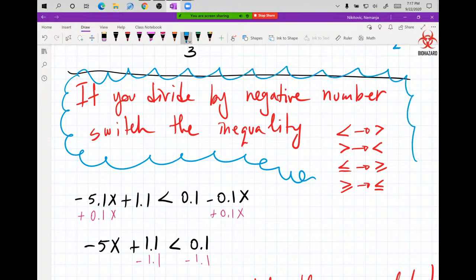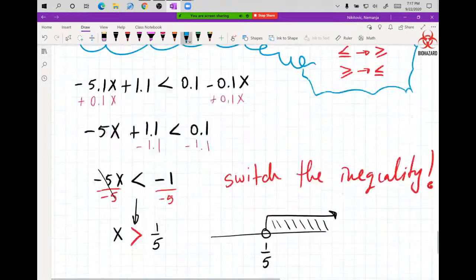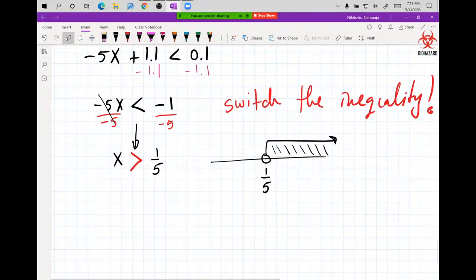So it's only when you divide by a negative number? Yes. It also applies if you multiply by a negative number, but generally you just divide both sides by negative 5, right? It works also for multiplication by a negative number, but you pretty much never multiply because you divide both sides. So yeah.